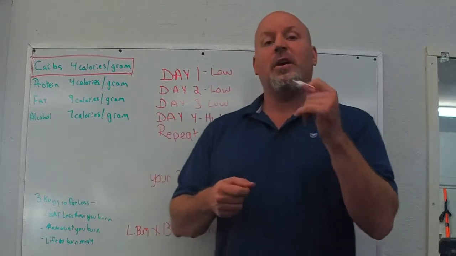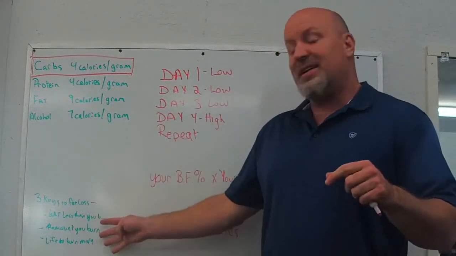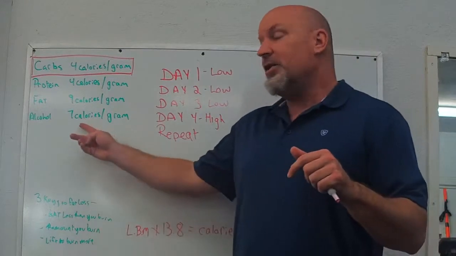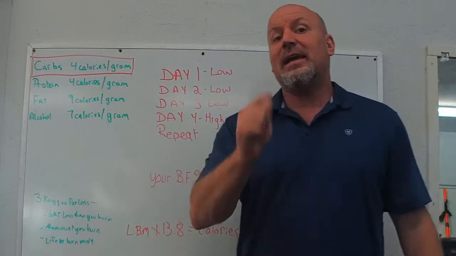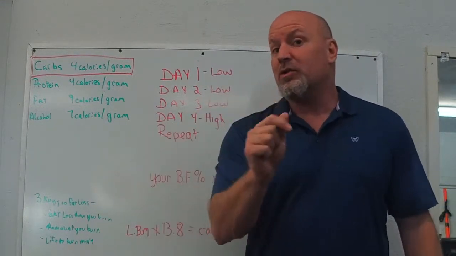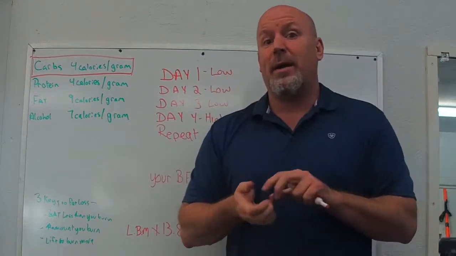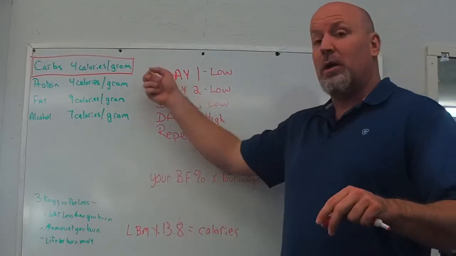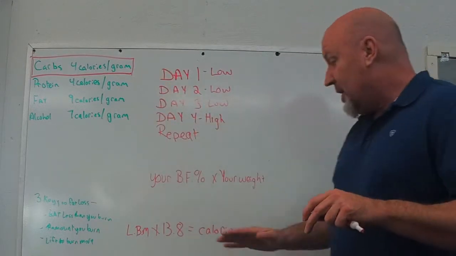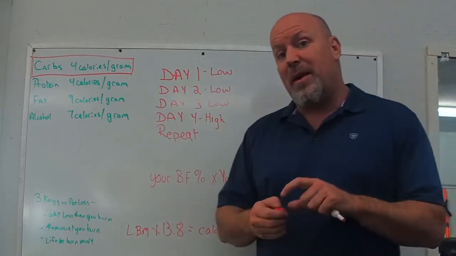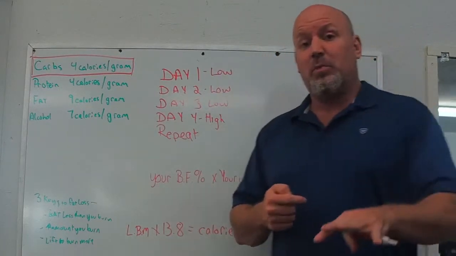All right, today I want to talk about 4 things. The 3 keys to fat loss, how to calculate your calories per gram, because all the food that you eat comes in a weight amount of grams. I want to talk about what a low carb cycle looks like, and then why your lean body mass and your body percent is important to understand.